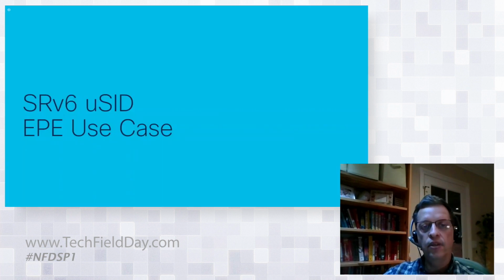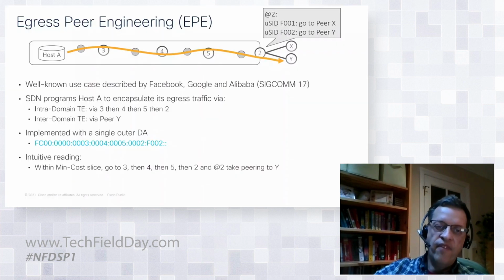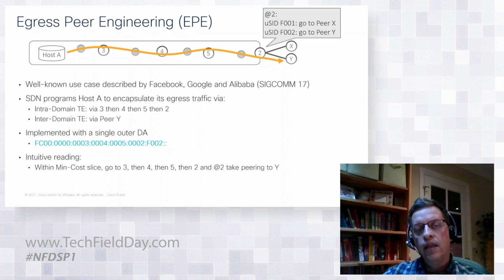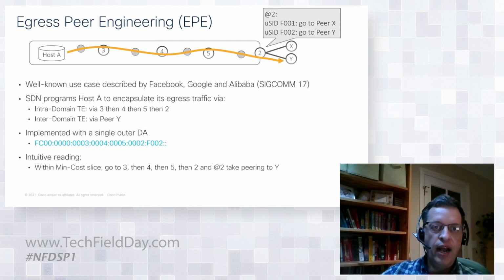Now, to see this in action, I decided to bring one of the use cases that are very common and documented by the web operators, specifically when they're trying to achieve decisions like egress peering engineering, which is controlling how to get traffic out of their network. In this case, the idea is to be able to run SRv6 directly at the host. The hosts are going to be controlled by, for example, their SDN controller.